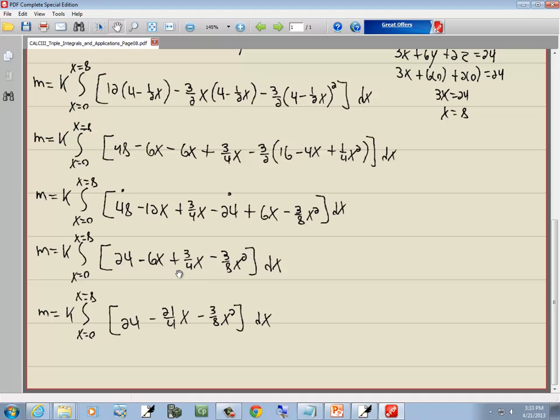So let me continue this line here. So let me write that down. So it should be m is equal to k, x equals 0, curse, 24 minus 6x plus 3/4 x squared minus 3/8 x squared dx. I could have got by with it if I'd come up with a positive number, but to come up with a negative number. So as you look at this, you can scratch out this last line here. This is not valid.